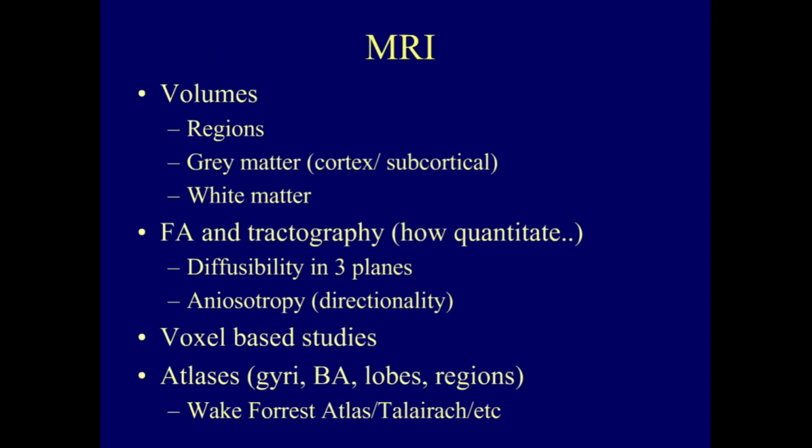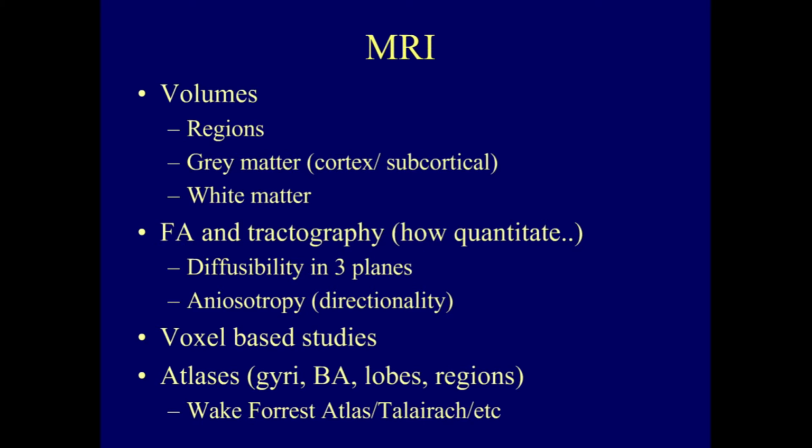I will discuss MRI first and then move to other modalities. So when you conduct MRI studies, there are a variety of things that can be measured and ascertained, the most common of which have been volumes. You can look at regional volumes, you can look at structural volumes, you can look at gray matter volumes, they may be cortical or subcortical. You can look at white matter volumes. You can also use fractional anisotropy as well as tractography to look at white matter tracts.